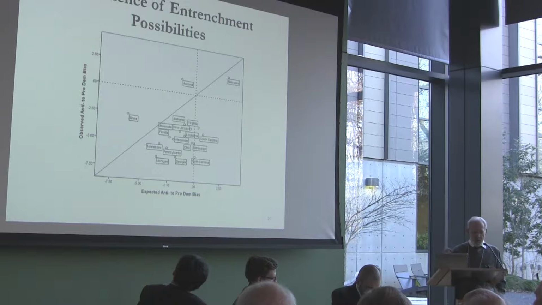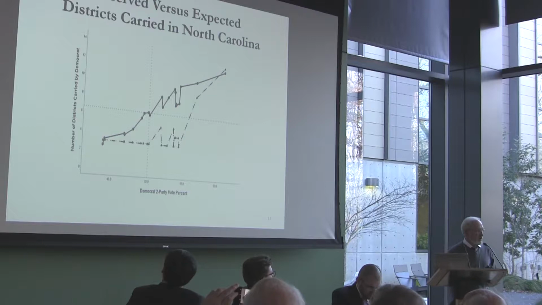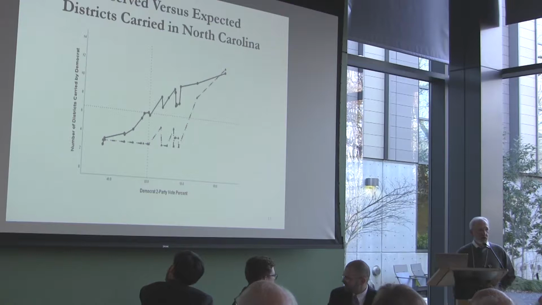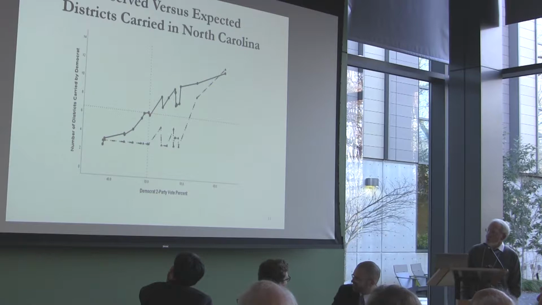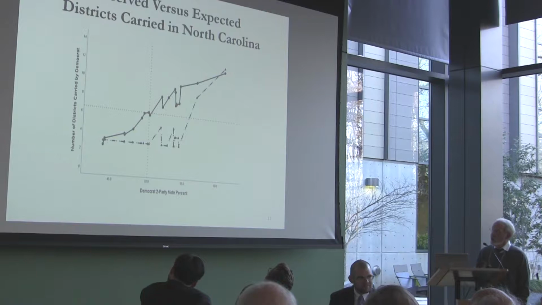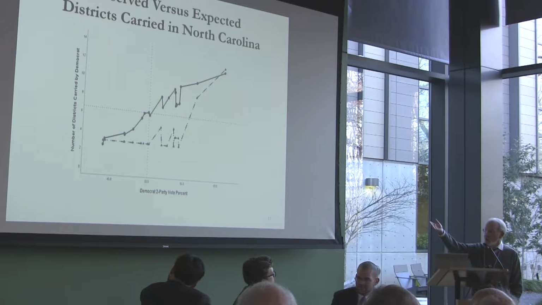Quickly, to show you the entrenchment, I'm over. I'll get this done in another minute and a half. Here's a look at the entrenchment through 24 different elections analyzed, statewide elections where we look at districts carried. With 45% of the vote, a Democrat could expect to win three seats in North Carolina. With 50% of the vote, the Democrats could expect or did win three seats. With 54% of the vote, they won three seats. With 55% of the vote, they won three or four seats.